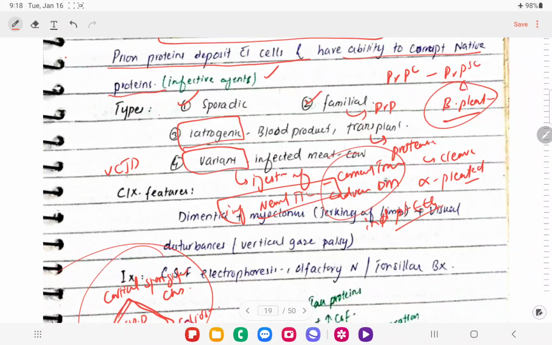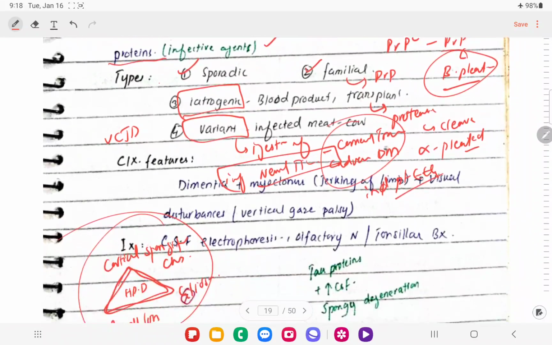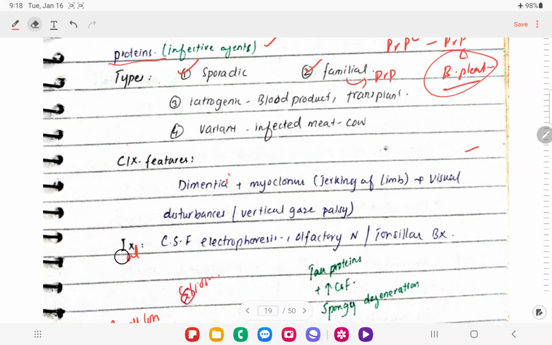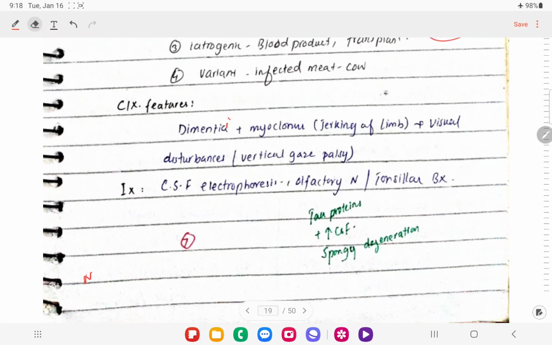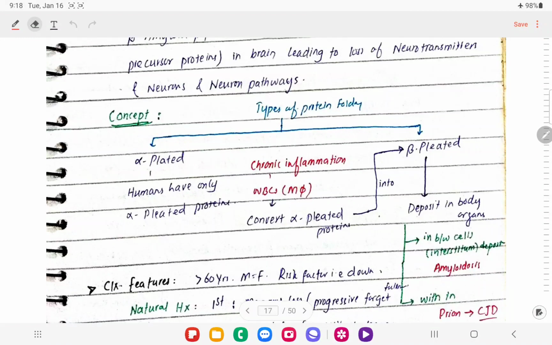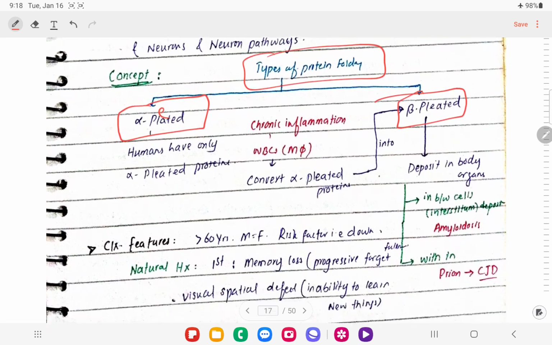So let's talk about the features of this prion disease. Before that, let me go back to a small concept that I have discussed in the Alzheimer disease section. So let me talk about that. If we talk about the types of protein folding, we have alpha-pleated folding, right? Another one is beta-pleated folding. Our human protease can only cleave these alpha-pleated proteins, right?